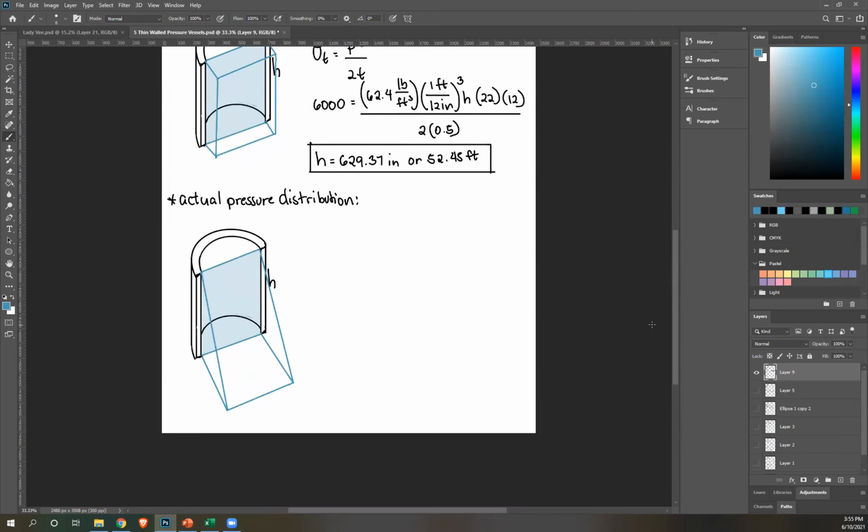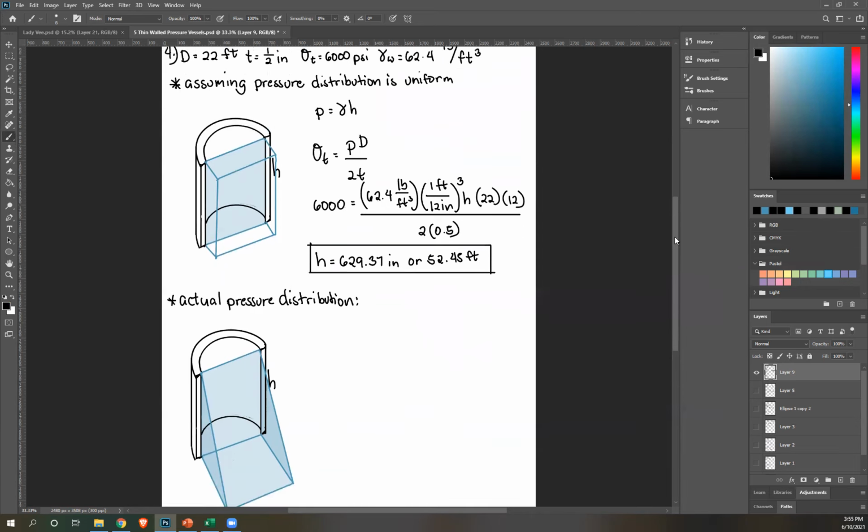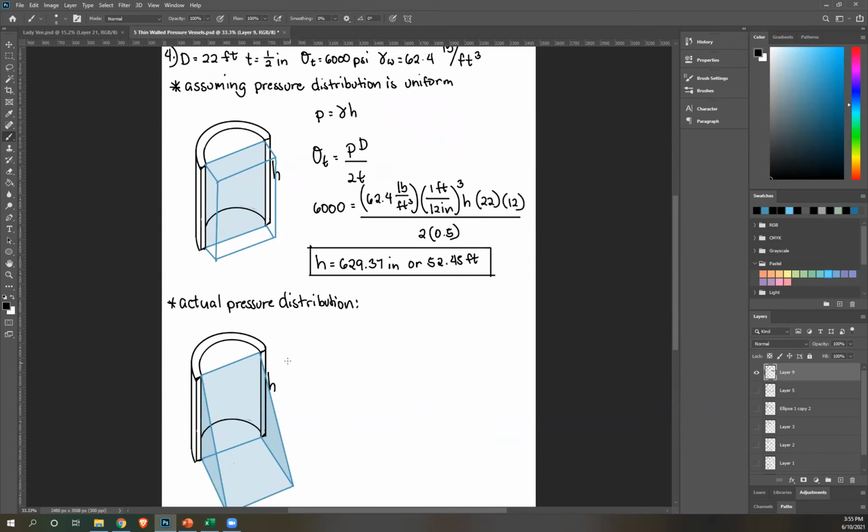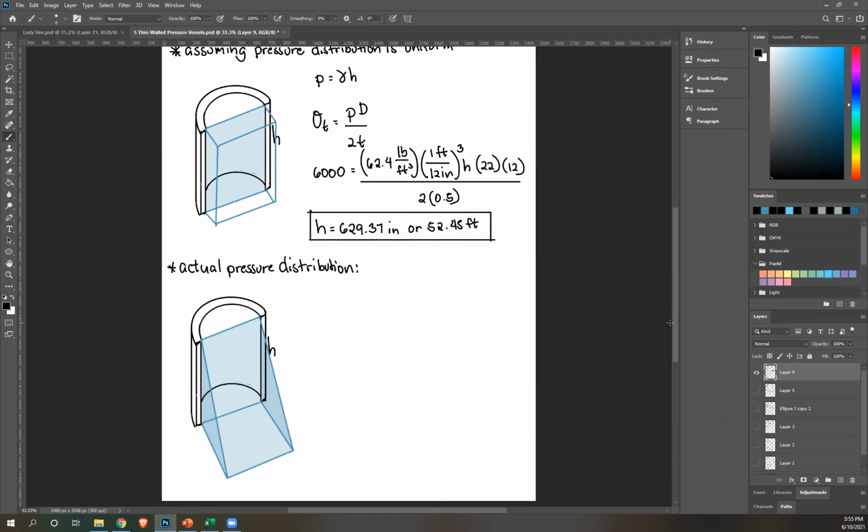Incorrect. So this is our actual, okay? And then, so now pressure is not gamma H. Or rather, you can't use this equation anymore. We need to analyze what's happening to our cylinder because the equations that we used earlier were based on uniform pressure. Okay, so that's why we can still use this because we assumed uniform pressure. Since that's not the case anymore, we need to derive a new equation.